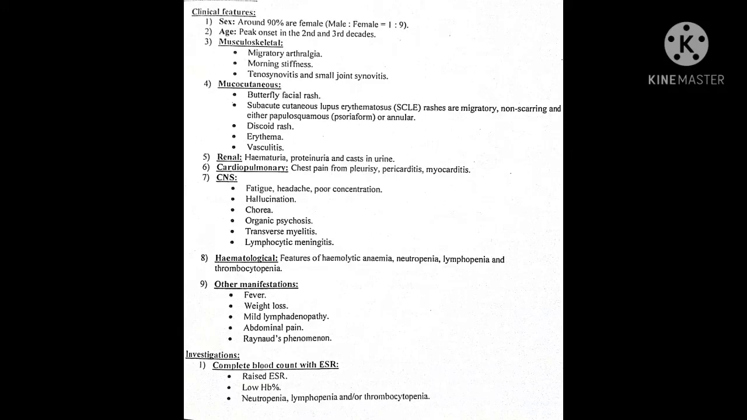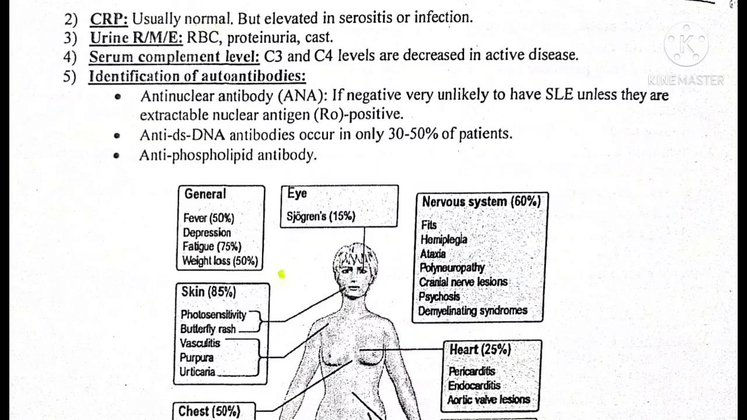The following investigations are done to diagnose SLE. Complete blood count with ESR is done, which shows raised ESR, low hemoglobin percentage, and neutropenia, lymphopenia, or thrombocytopenia. C-reactive protein is usually normal, but it is elevated in serositis or infection. In urine routine microscopic examination, RBC, proteinuria, cast may be seen, and in serum complement level, C3 and C4 levels are decreased in active disease.